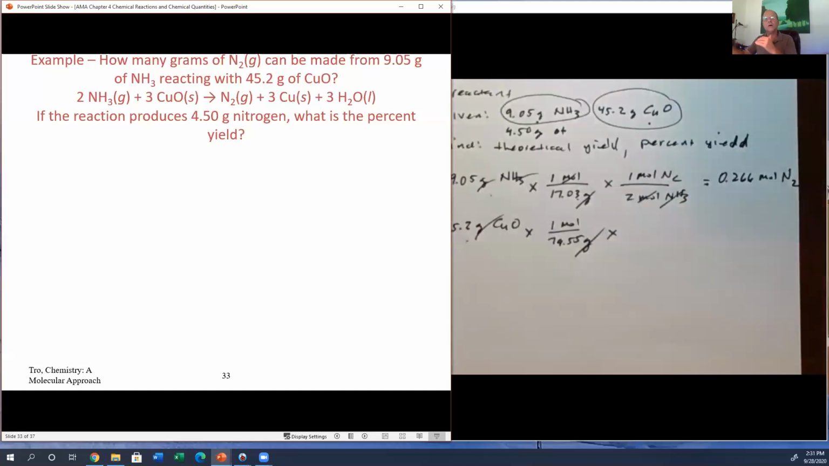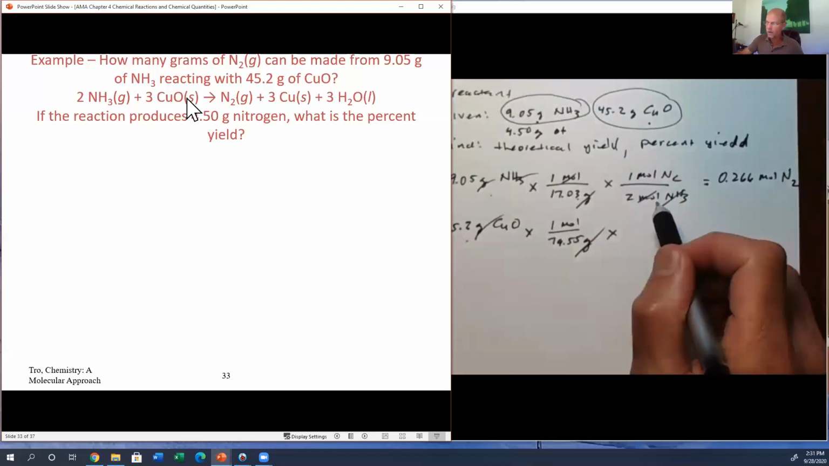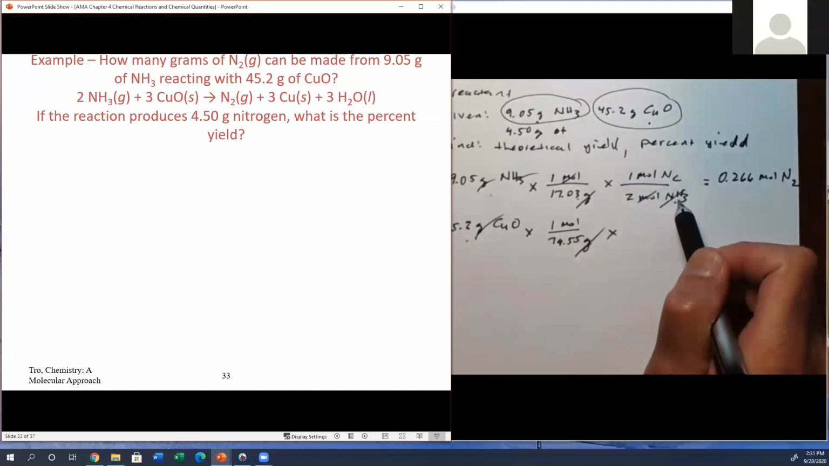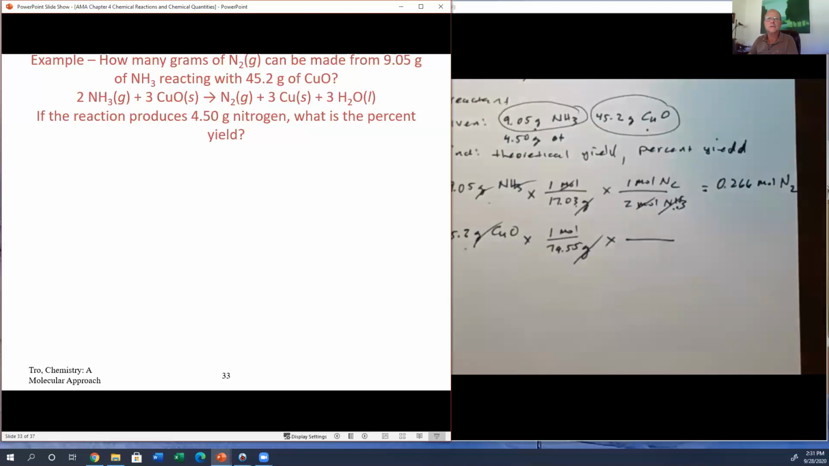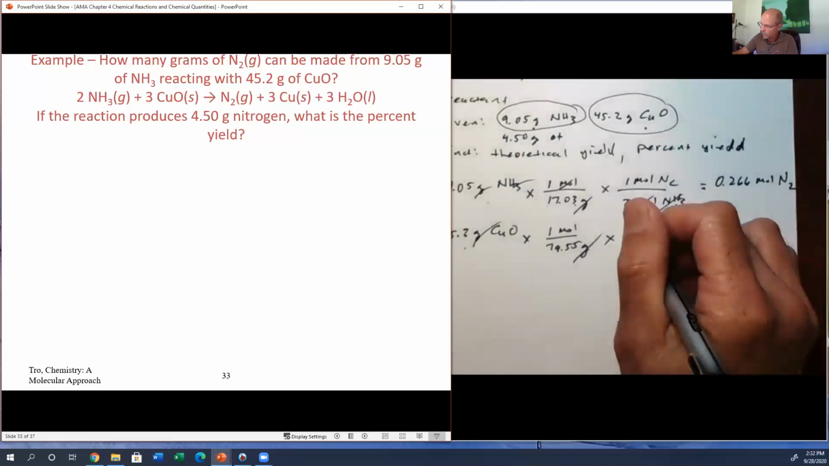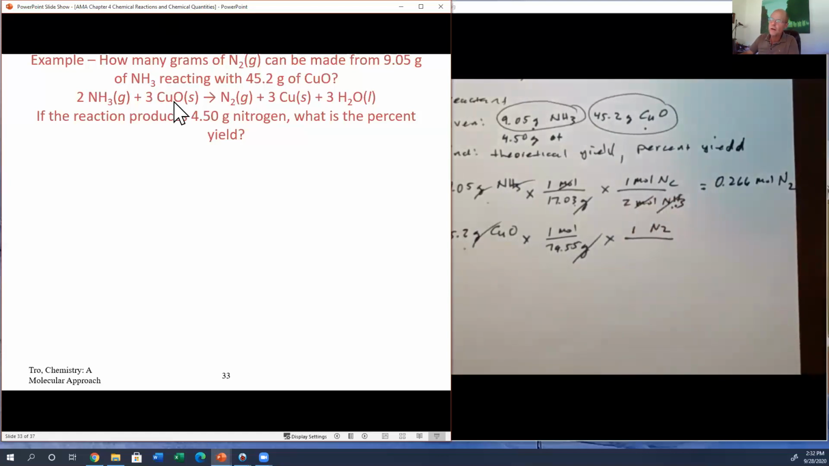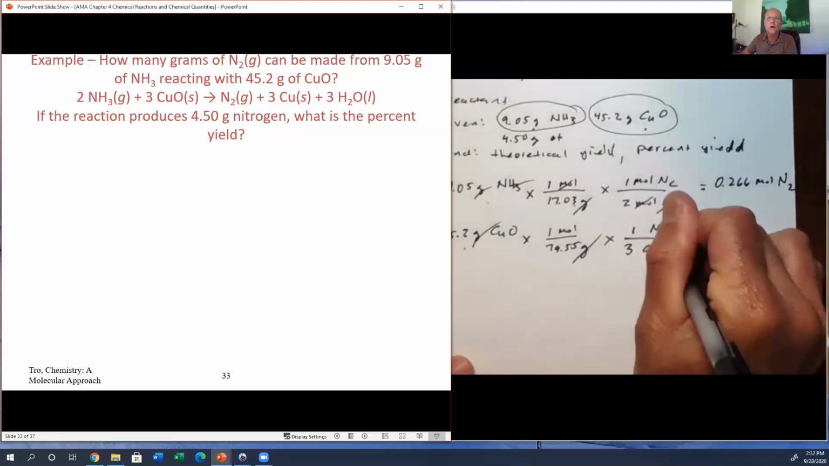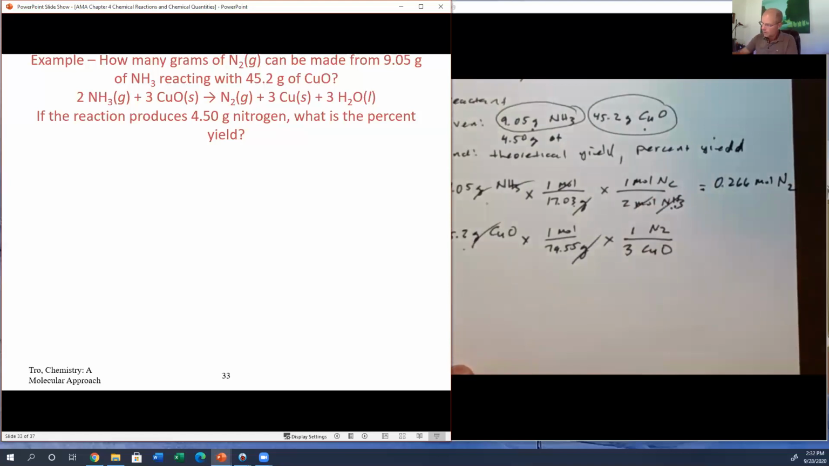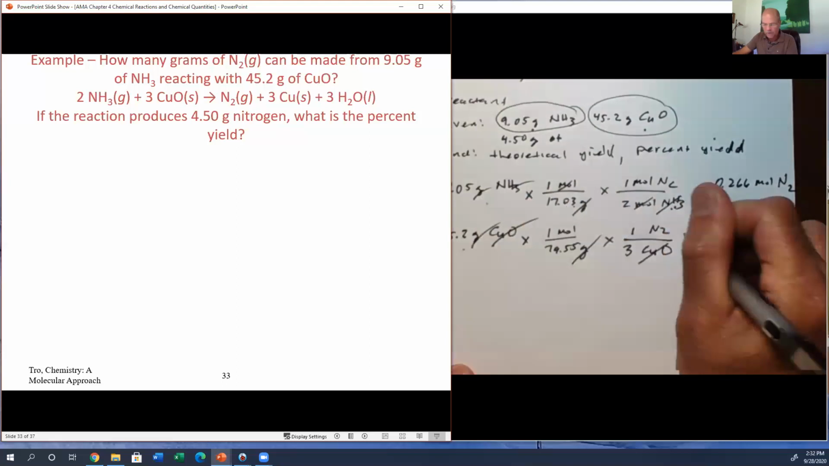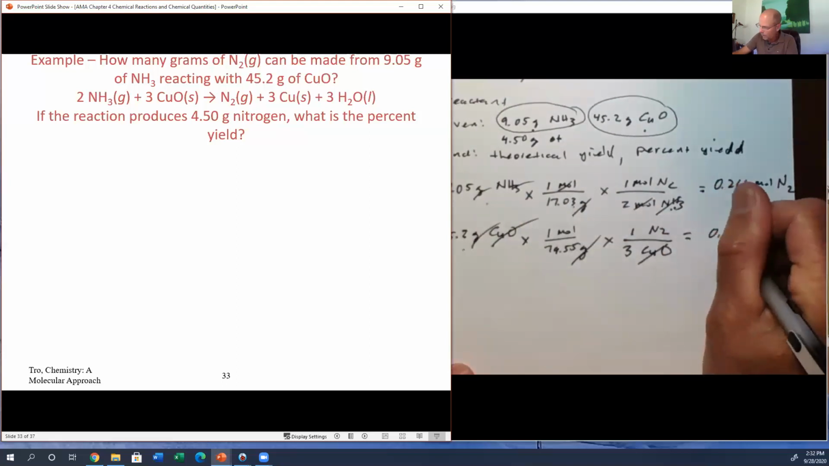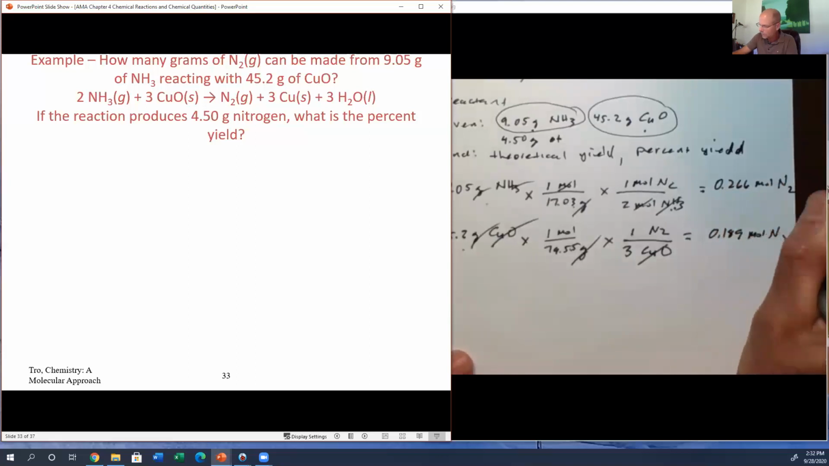Then I need a ratio that comes from the balanced equation. What's the ratio for copper oxide? Is it the same as for ammonia? No. What's the correct ratio here? 1 to 3. 1 to 3, right. 1 mole of nitrogen to every 3 moles of copper oxide. I get that right from this balanced equation. You like my little laser pointer? 3 moles of copper oxide, 3 CuO, yeah? So that's going to cancel that. Now I've got moles of nitrogen again, and I find that I get 0.189 moles of nitrogen.